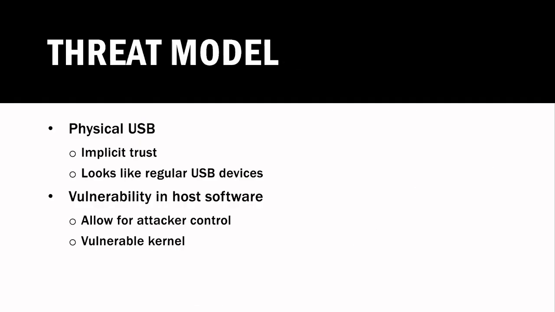From the three categories, USBFuzz is assuming that the threat comes from Category 1 and from Category 3. It's assumed that the threat is coming from a physical USB device that looks like a regular USB device. Since it's a physical USB device plugged into the system, do you remember what the operating system does from the last slide? Right, it trusts that the USB device being plugged into the system is trustworthy because it's hardware, and hardware is hard to modify, and because it looks like a regular USB device.